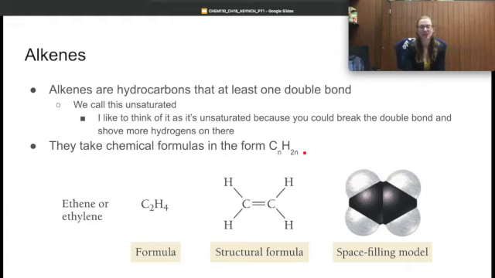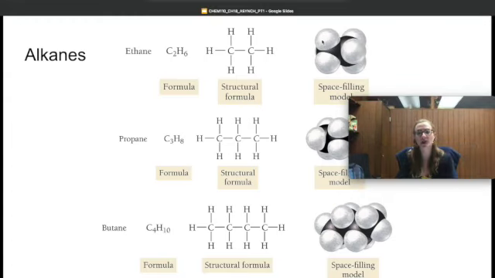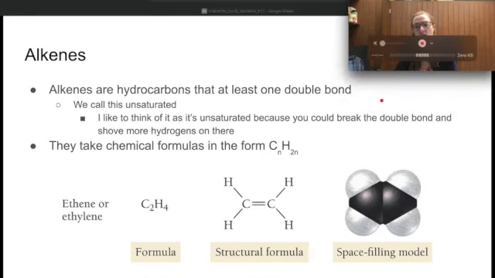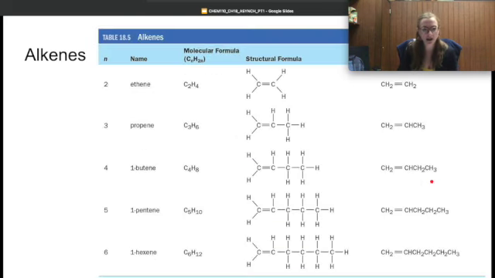Here again, you can see the space filling model. You can see that the ethane space filling model is much more crowded up here versus that ethene space filling model. You can see that we're kind of missing some of those hydrogens that we might possibly have. So again, unsaturated.